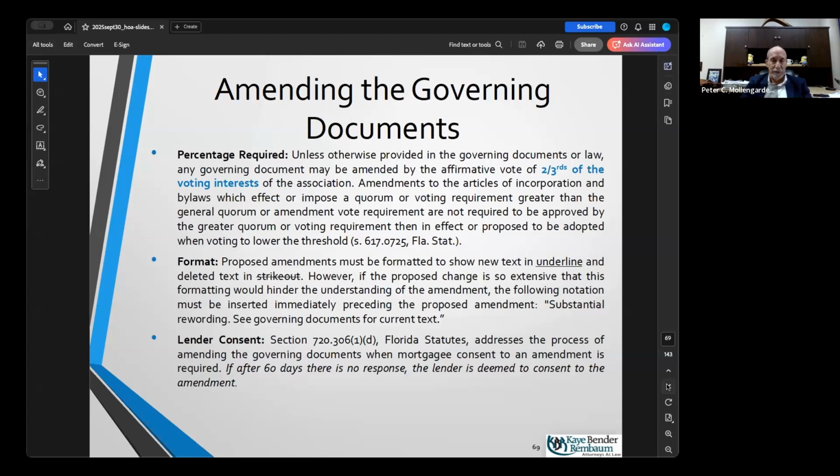What about lender consent to amendments? Some documents call for that. Under the HOA Act, that sets forth the process of amending the governing documents when mortgagee consent to an amendment is required. And what that says, basically, is if after 60 days of sending the amendment to the mortgagee there's no response, that mortgagee or the lender is deemed to consent to the amendment.